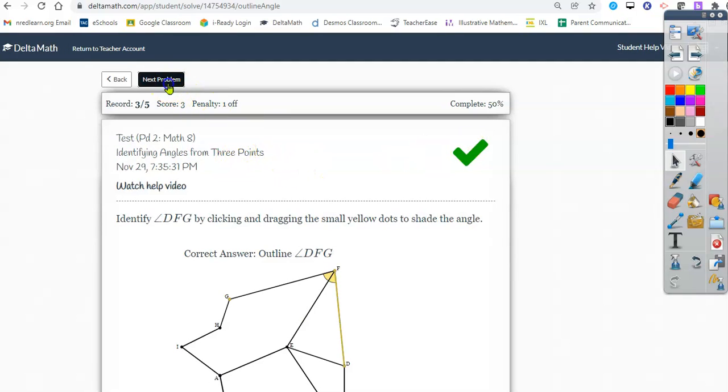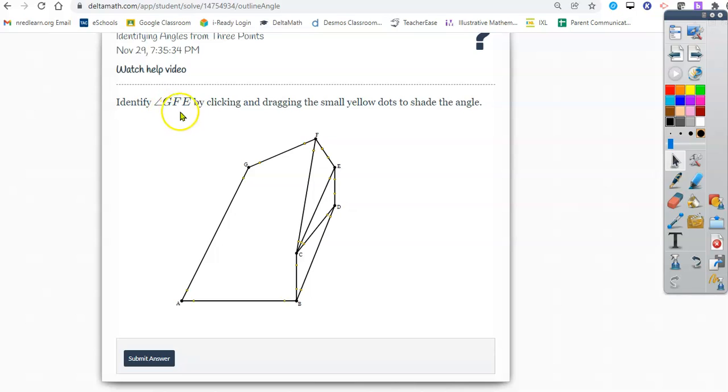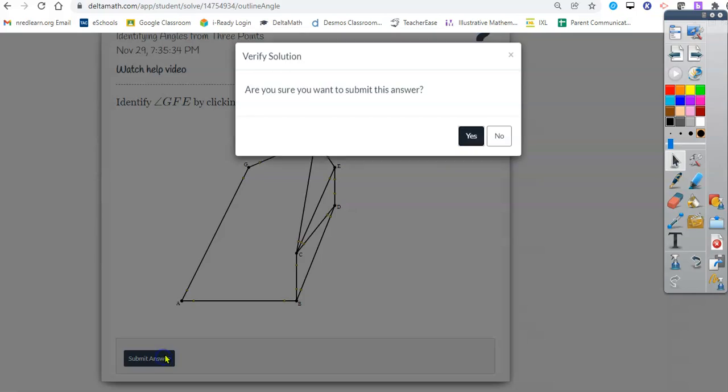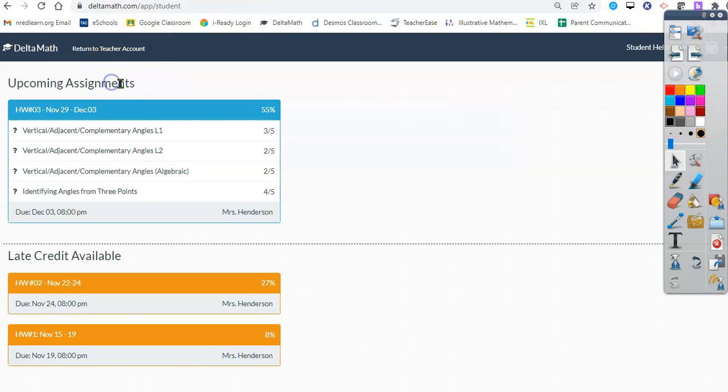All right, last one. Identify GFE. From G to F to E. Again, that's a large outside angle. So I'm going to have to click and drag from one to the second. So I got to hold my mouse button down the whole time. And that concludes the lesson for homework number 3.